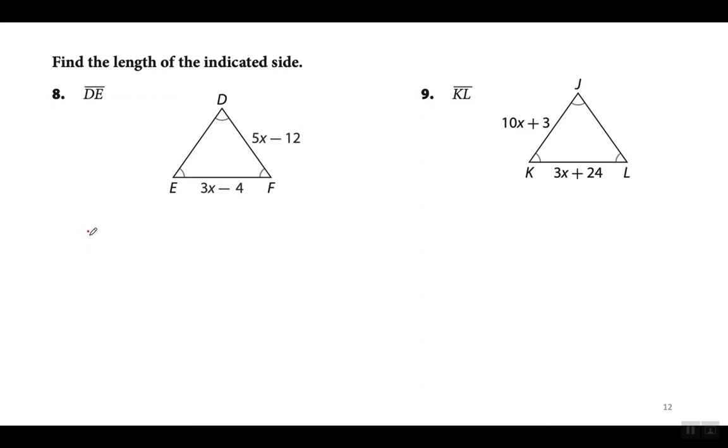Alright, so just set up your problem like this. 5x minus 12 equals 3x minus 4, or vice versa. They both mean the same thing. So let's move 3x to the left by subtracting.